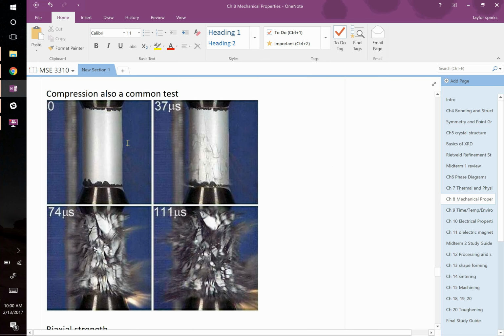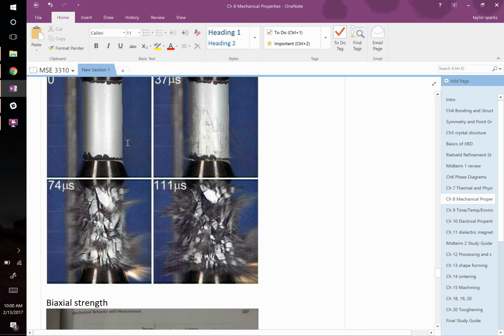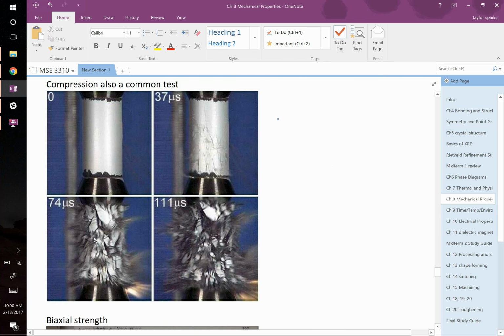Okay, we talked about compression already. It's another common way to test things. Typically with ceramics, strength in compression is something like 10 times the strength under tension, 10 to 15 times, right? So for the same ceramic material, if you can choose to load it under compression or tension, you're going to choose compression because it's about 10 or 15 times stronger, right?